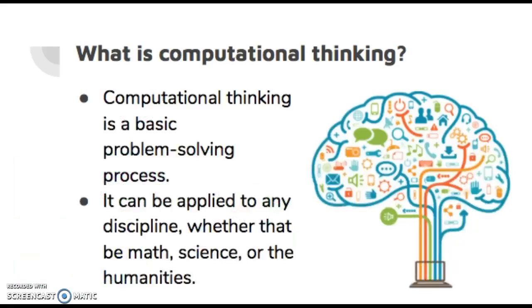Computational thinking involves much more than just technology. It is a way of processing information. Computational thinking is a basic problem-solving process which can be applied to any discipline, whether that be math, science, or the humanities. Computational thinking ultimately needs to be a fundamental part of the way people think and understand the world.